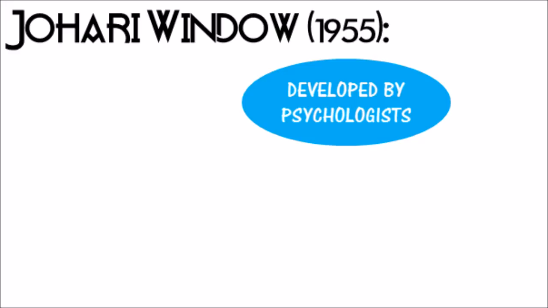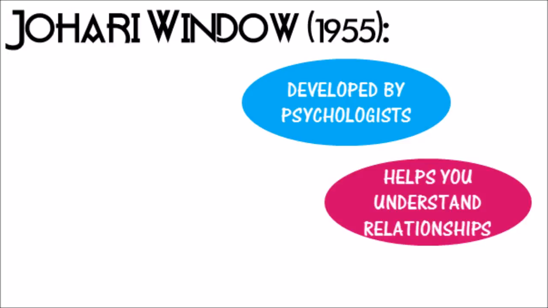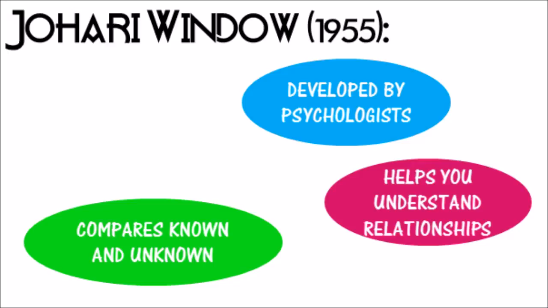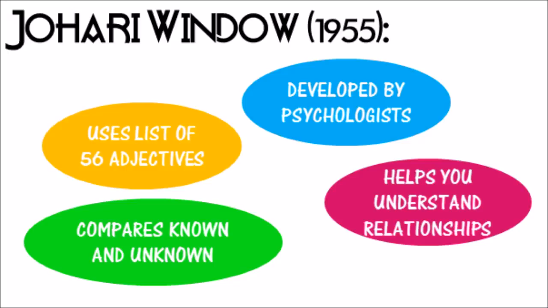Now, this theory was developed by psychologists in 1955, and the purpose of it was to understand different relationships. It compares the things you know about yourself and the things you don't know about yourself but other people do, and then it also identifies the things that neither you have visibility on nor do other people. And the way it does this is by comparing a list of 56 adjectives. Now that list, we're not going to go through all 56 items, but I'm going to give you an example of how the theory is used.